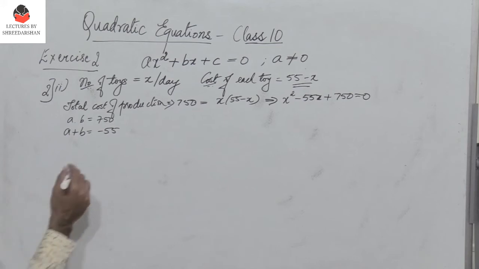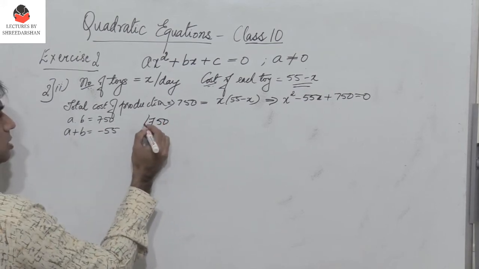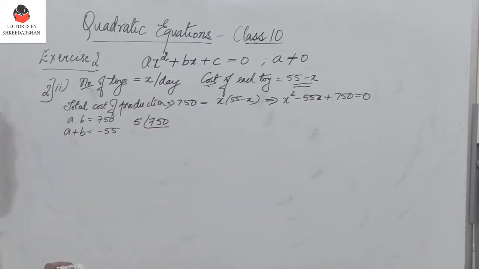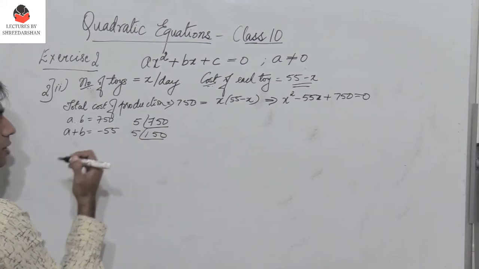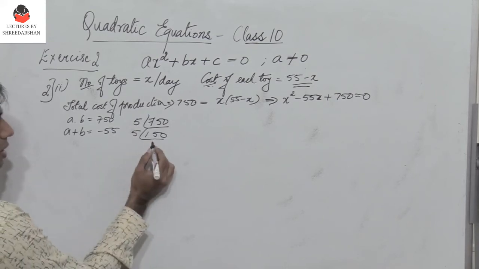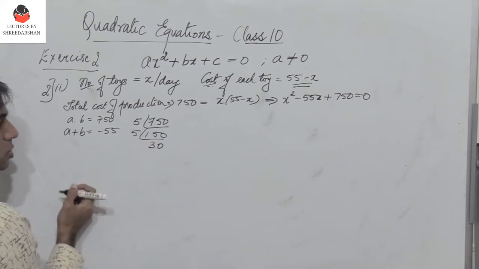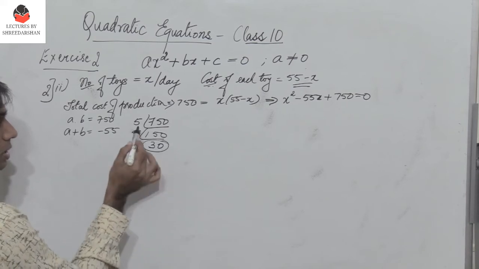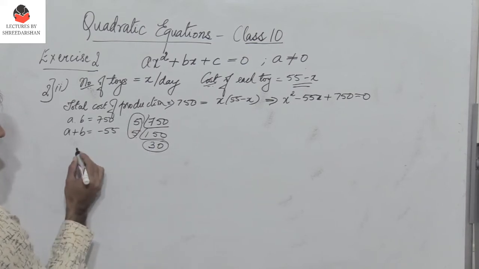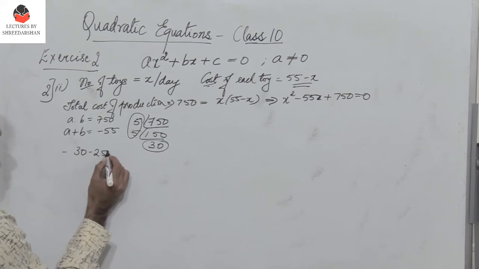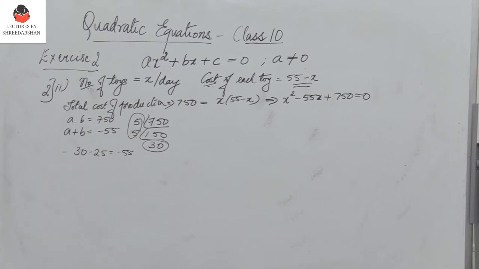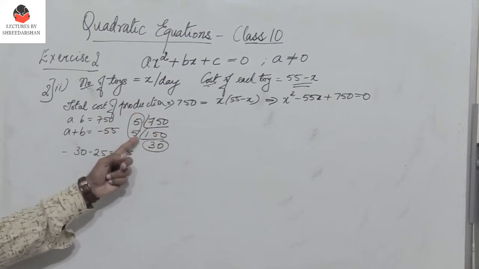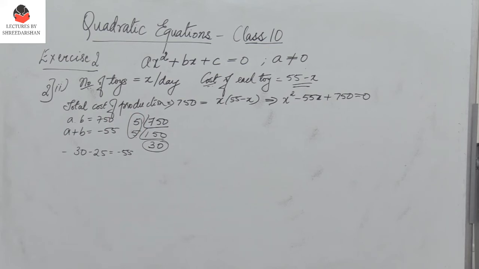So again very simple. You have 750. Let's divide 750 by 5. Alright, so I get 150. Again I divide it by 5, so I get 30. So observe here: 30, 5 into 5 is 25. So minus 30 minus 25 is how much? Minus 55. And when you multiply all of them, you definitely get 750 because we are dividing 750 by these three numbers, isn't it? So when you multiply all of them, it has to be 750.